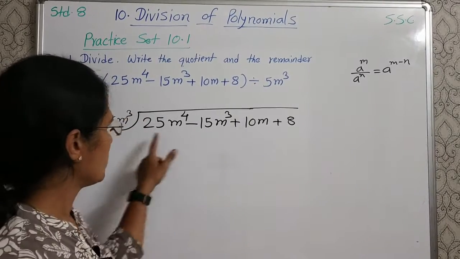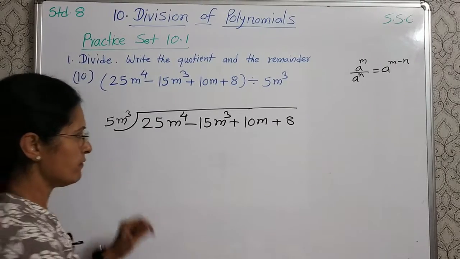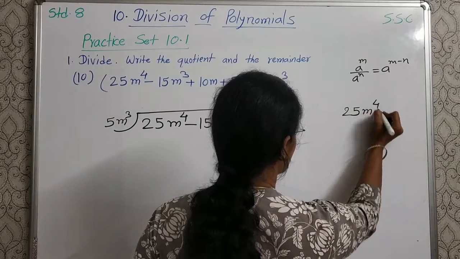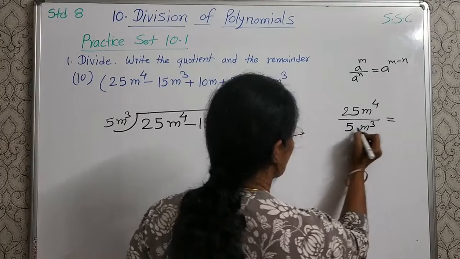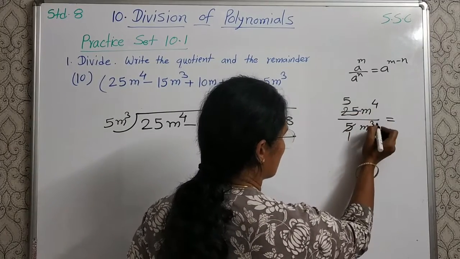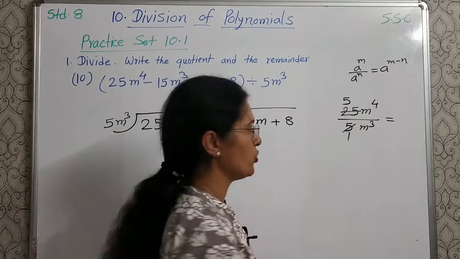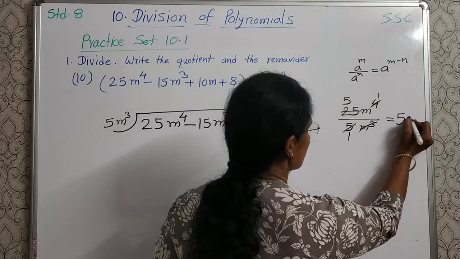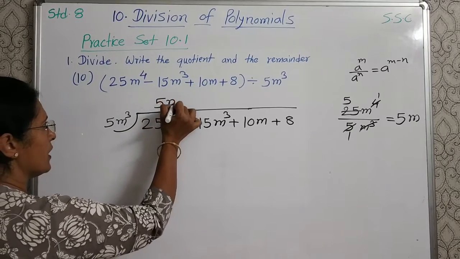Now from this polynomial take the first term and divide it by 5m cube. 25m raised to 4 by 5m cube. The quotient: 5 1s are 5, 5 5s are 25. Now using this law, m raised to 4 by m cube, 4 minus 3 is 1. So the quotient is 5m. Write the quotient here, 5m.